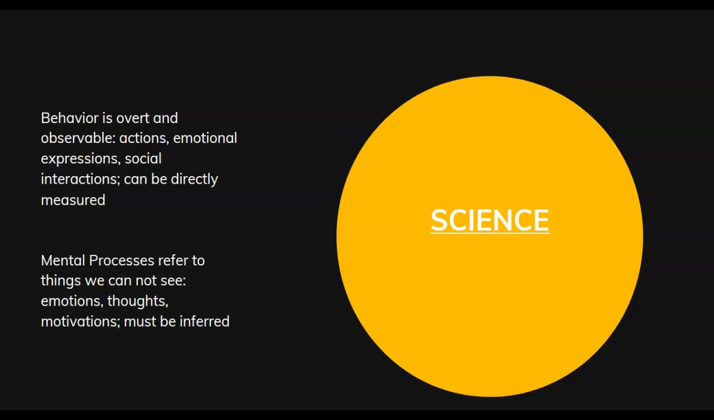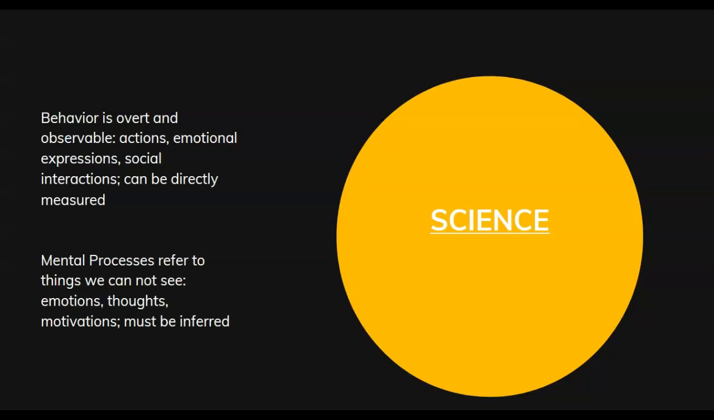So behavior typically refers to what we can see. Right? It's overt actions like sitting down to eat a meal, emotional expressions, social interactions, things that we can see. And because we can see them, then we can directly measure them.